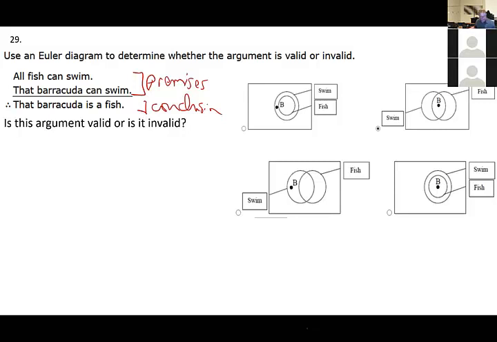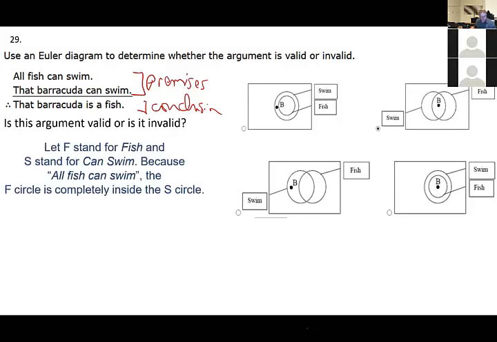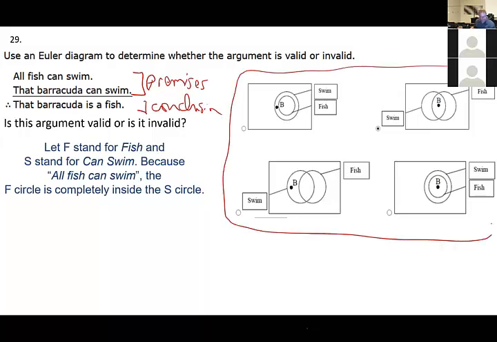So you start off with your premises. The premises are true. You assume they're true anyway. So one says that all fish can swim. So I'm going to put F for fish, and I'm going to put S for swim, can swim. You can write out the whole words if you want to, and the answers do write out the whole word, but I just went ahead and used F for fish and S for swim.